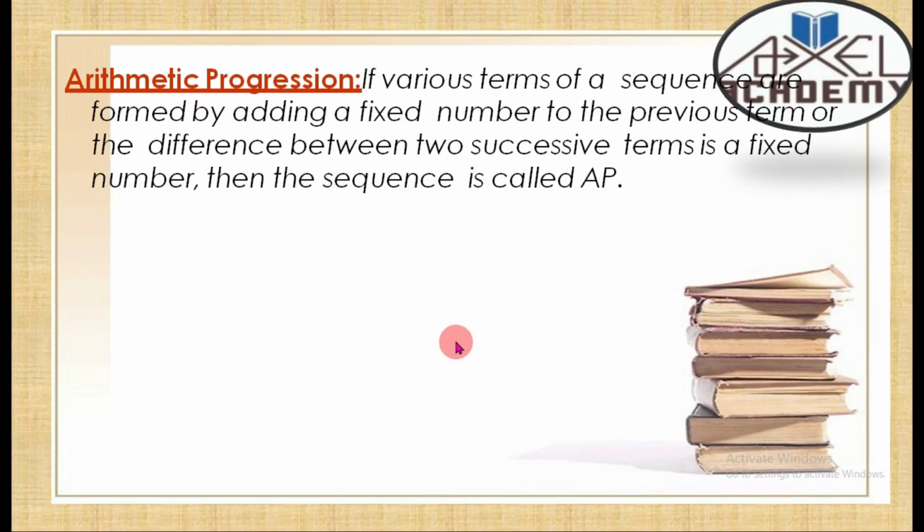Now coming to the arithmetic progression. If you ask me what is the arithmetic progression, I will tell you that arithmetic progression is also a type of sequence, but it is a type of sequence in which the difference between two successive terms is fixed, and that fixed number we will see what it is called in the subsequent slide. For the time being you can take that arithmetic progression is a sequence in which the difference between two successive terms is fixed. I think it's clear.